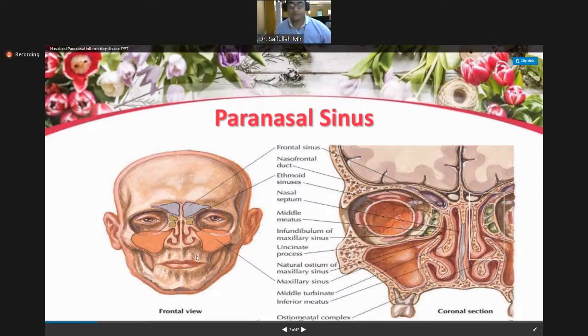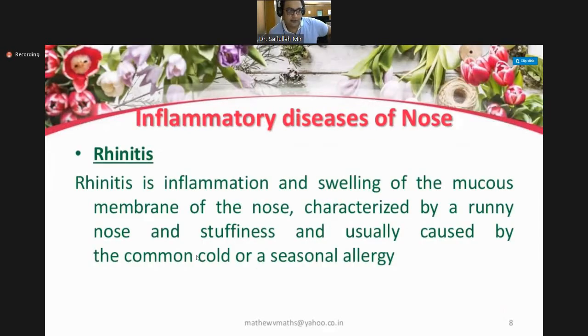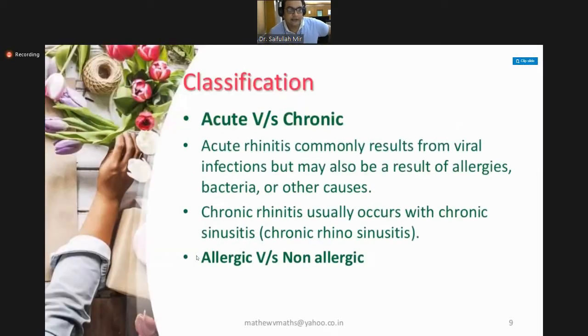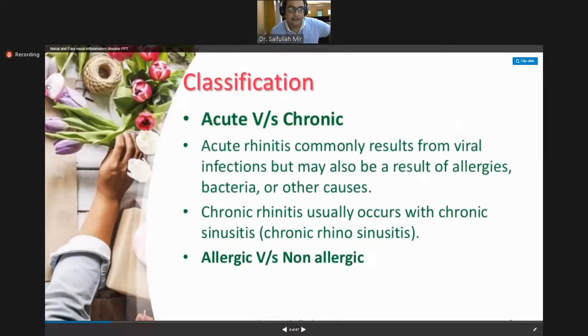rhinitis, right? Which is the inflammation of the nose, causing swelling of the mucous membranes, which is characterized by a runny nose and stuffiness, caused by a common cold or a seasonal allergy. Right? I'm pretty sure everybody has had that. And the thing is, then you have to see whether it's acute or chronic.